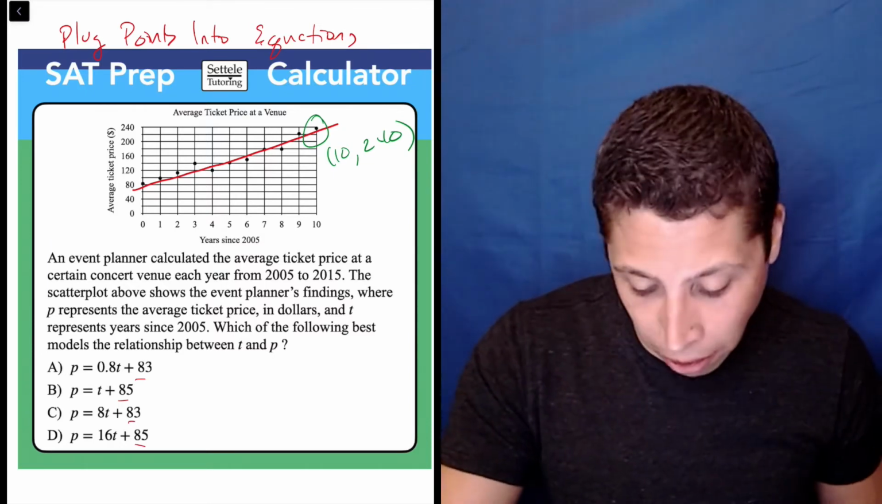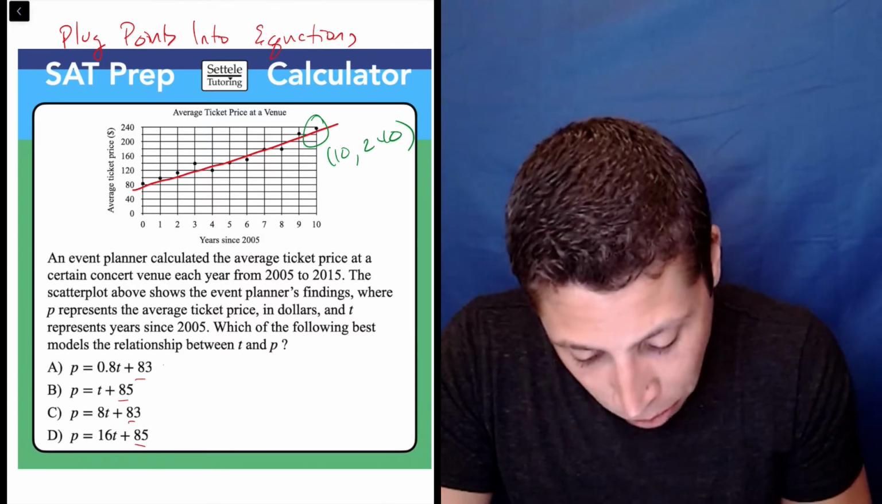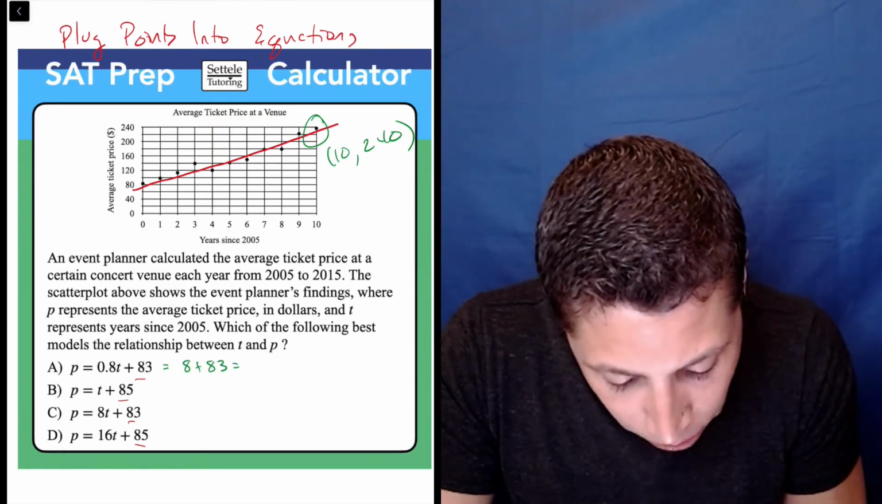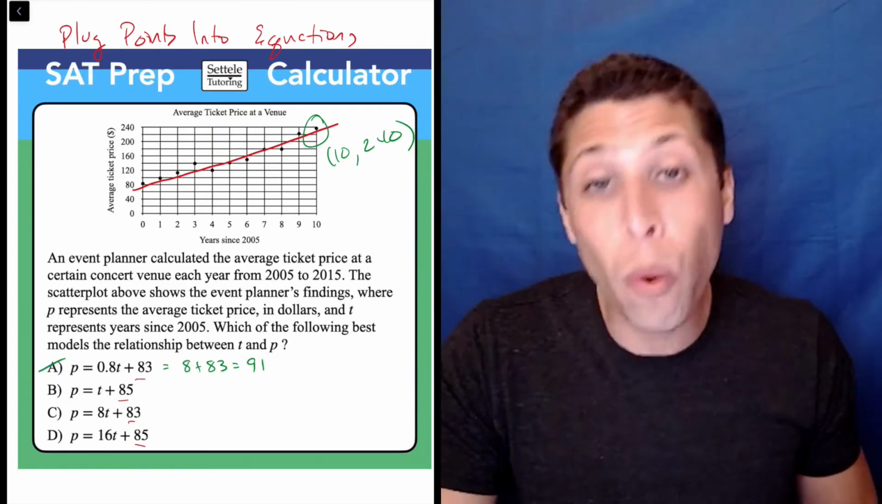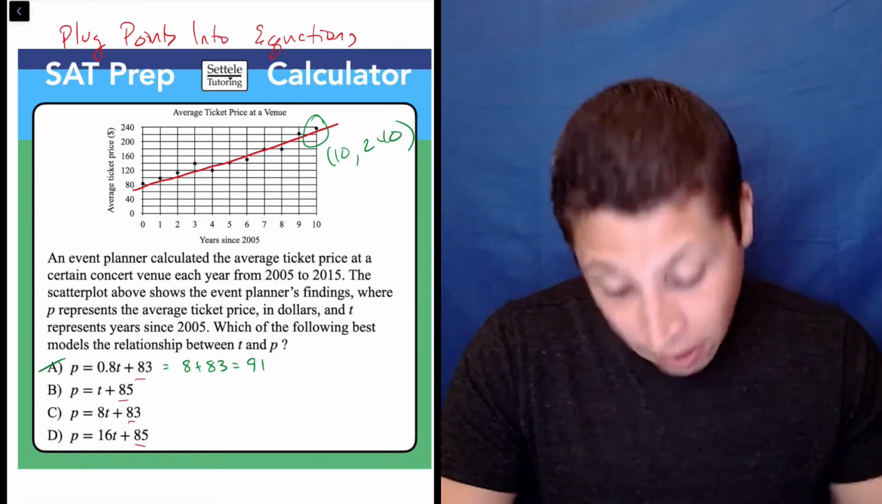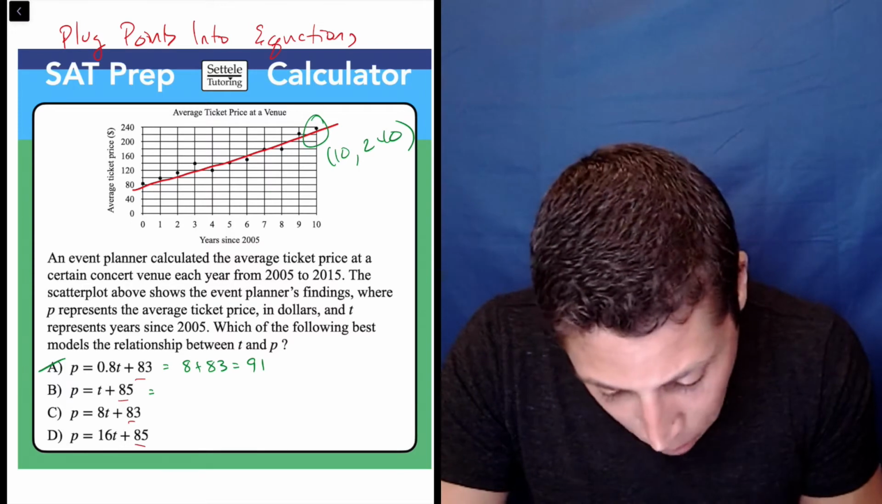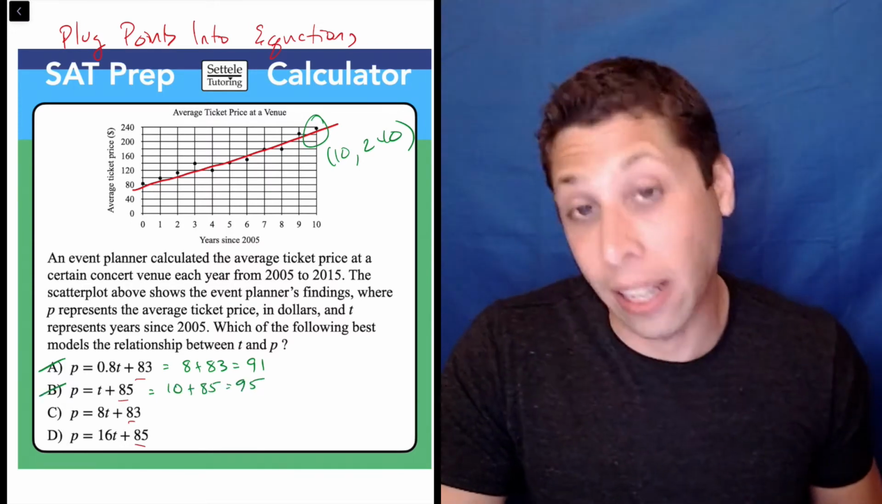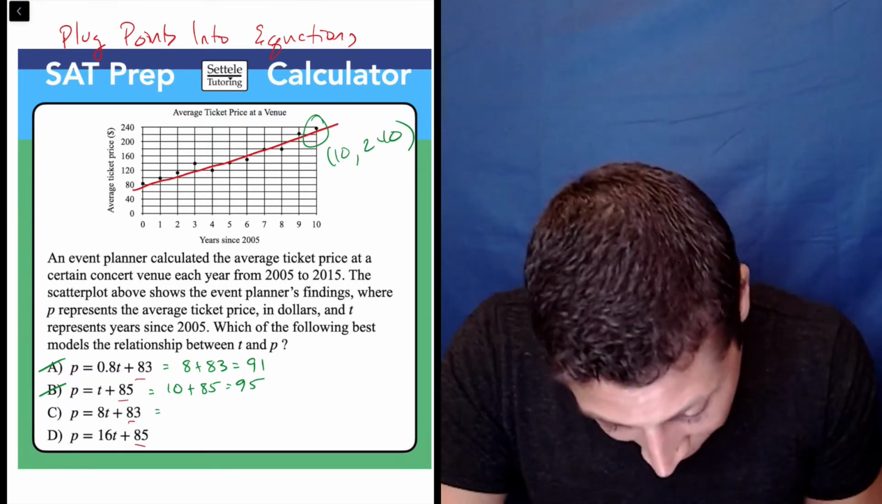So let's see what we've got here. I don't even need a calculator to do this, but 10 times 0.8 is 8, plus 83 is 91. So that is way too low compared to the 240 that I'm hoping that it is. So it doesn't work. If I keep going, I'm going to see more problems. 10 plus 85 is only 95. So that doesn't work either. And then here we get a little closer.